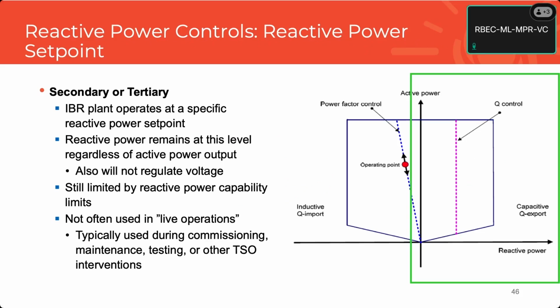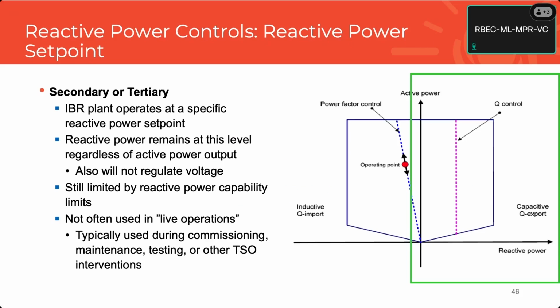It's just you give me a Q. You don't often use this in a live operations setting. You very rarely would say, hey, give me a new reactive power unless something bad is happening. A lot of times this is for commissioning, maintenance, testing, other interventions for specific reasons. If I'm trying to push power over a certain line, I might ask you for more vars to keep the voltage up, that type of thing.